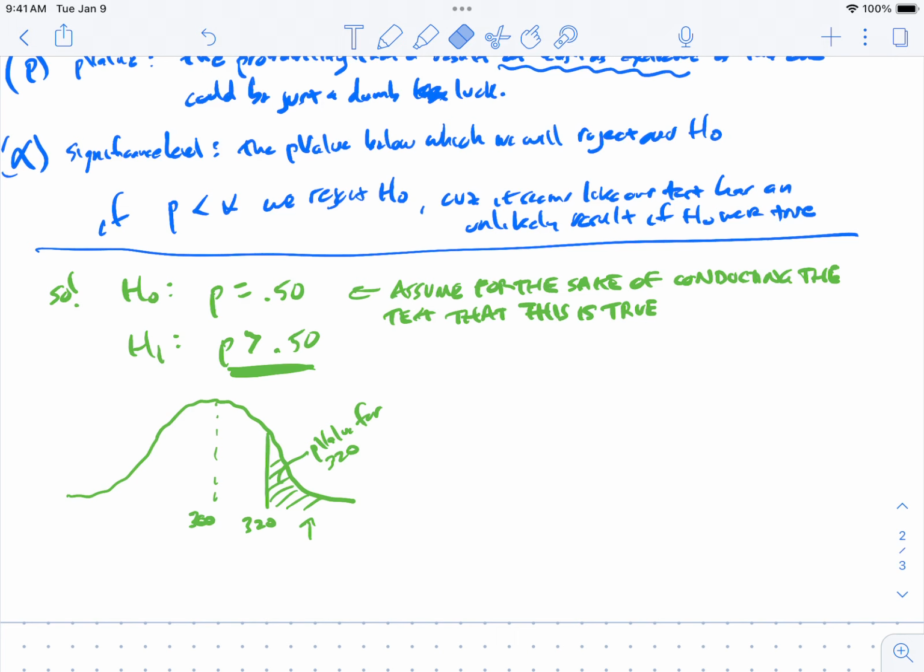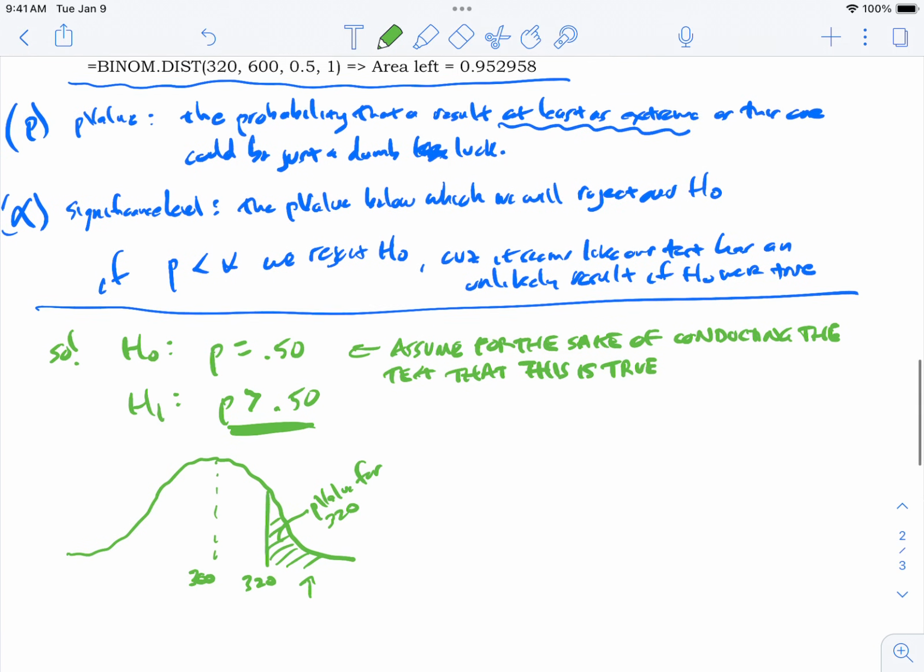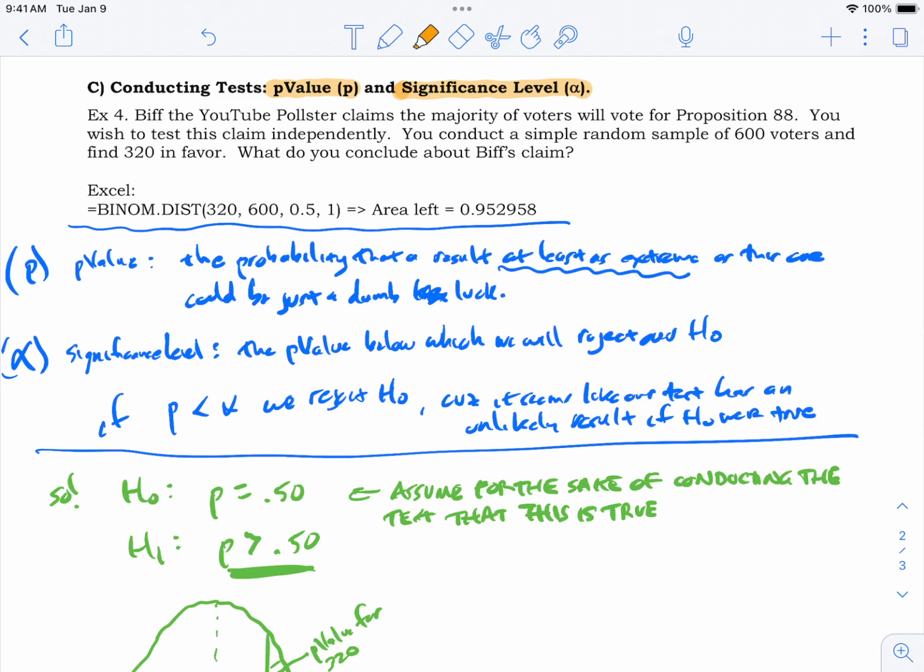Well, how are we going to figure out the p-value? You come back up to what I was not looking at. It's a binomial distribution, right? Whenever you flip coins or roll dice or ask a bunch of people a certain yes-no question, then it's a binomial distribution.